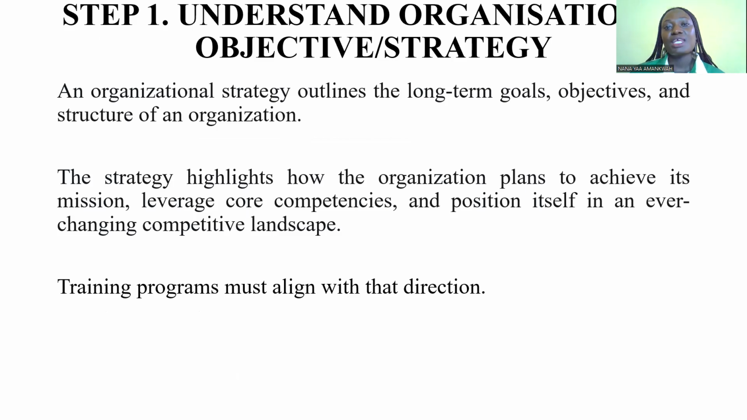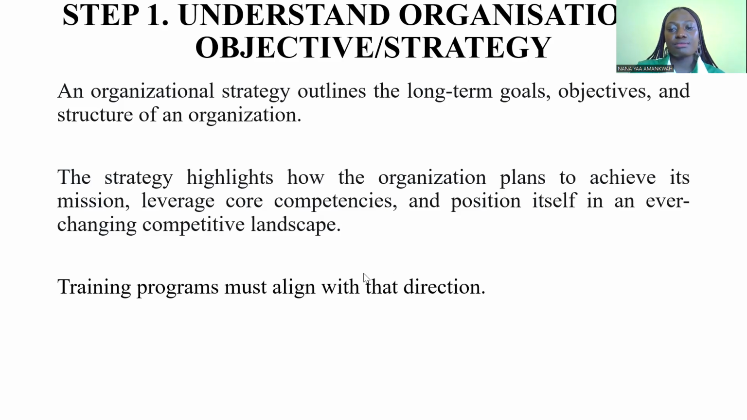Every organization, whether for profit or non-profit, has a strategy. The strategy is the roadmap: how the organization intends to do business, how it sees itself, and what it intends to achieve. It encompasses a lot of things, including the mission, leveraging core competencies, and positioning itself. Training programs must align with the strategy to achieve the maximum output from our training programs. So we want to look at the things that feed into strategy.